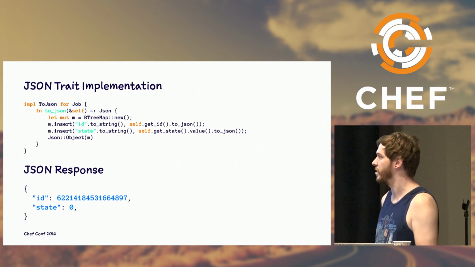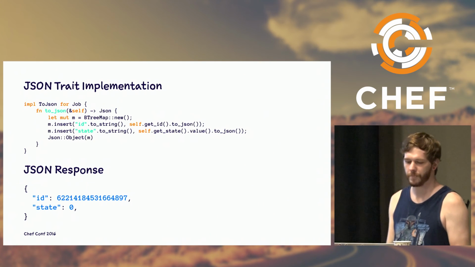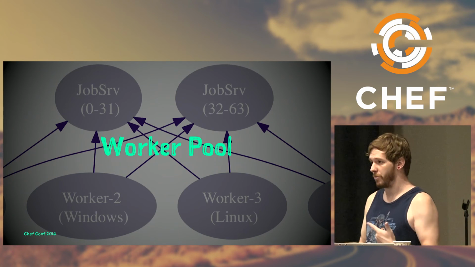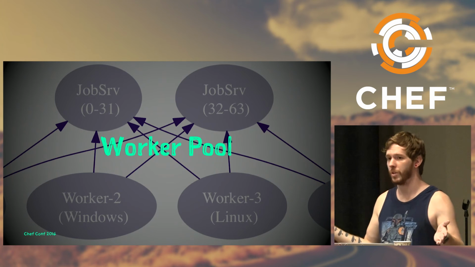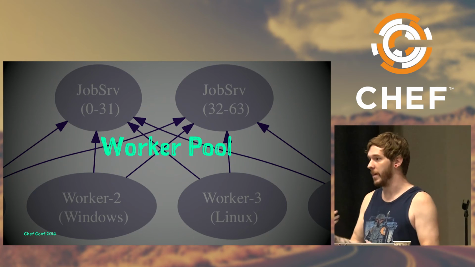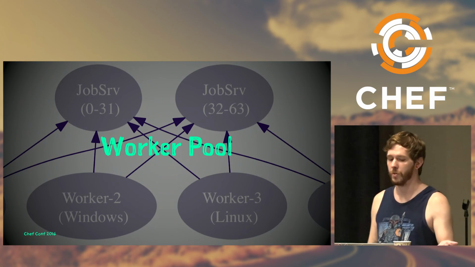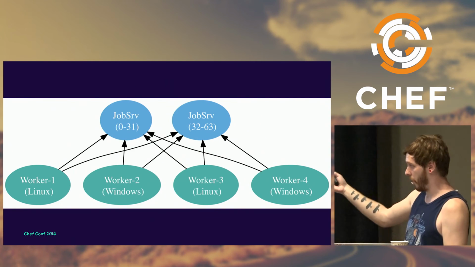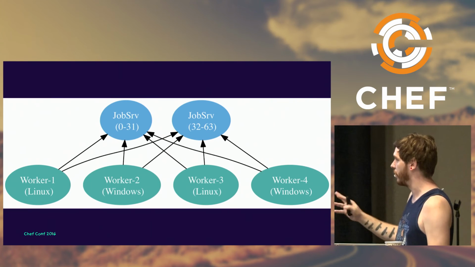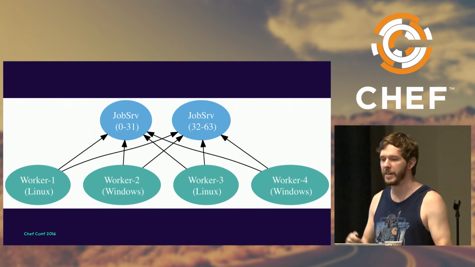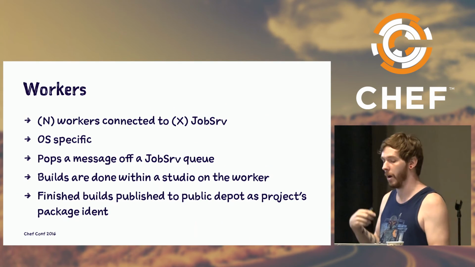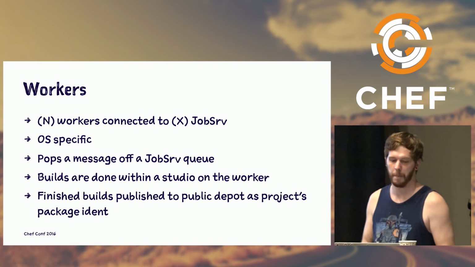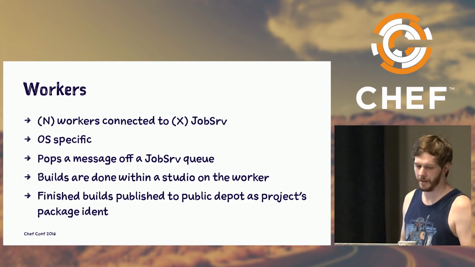So the JSON response is simple. It's just the ID and the state. So the jobs are there. Your job's done. You were told the job is created, but it needs to get picked up by a worker. So there's a pool of workers that are running connected into the job servers, and they're OS specific. So there's 4 workers here, 2 are Linux, 2 are Windows, and there are any number of workers connected to any number of job servers at a time. They're OS specific, like I said.